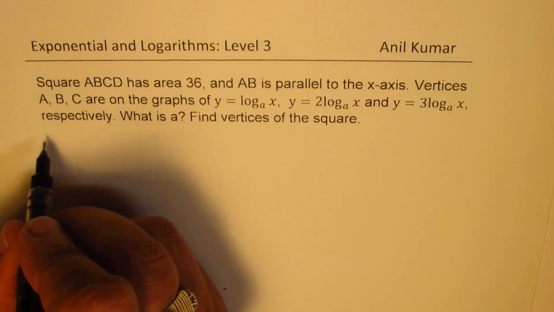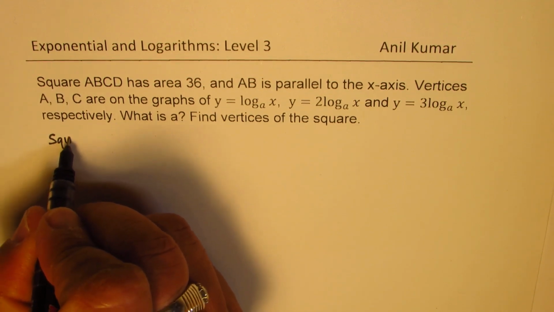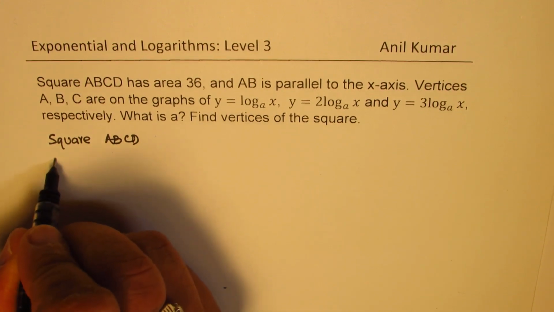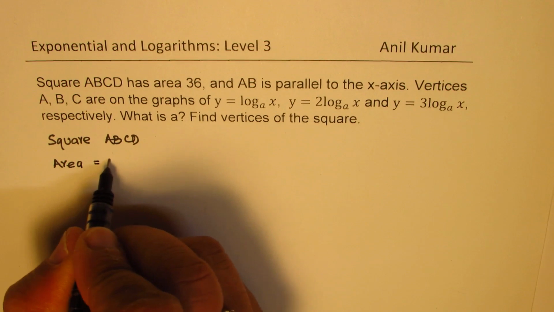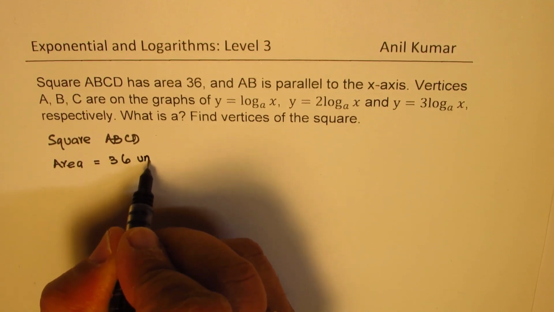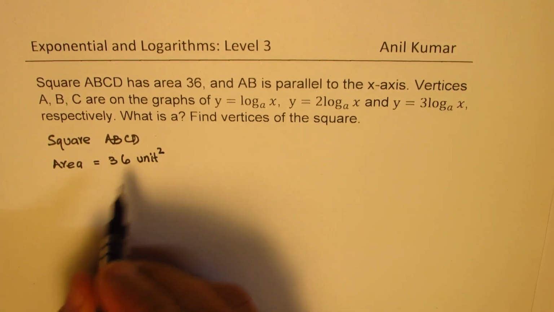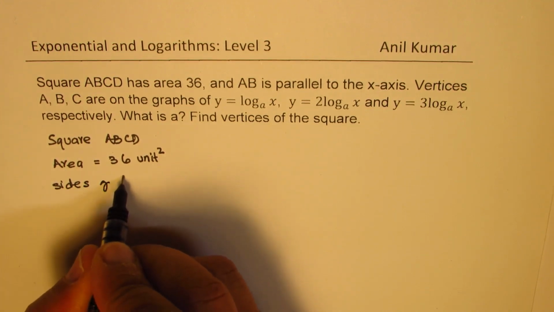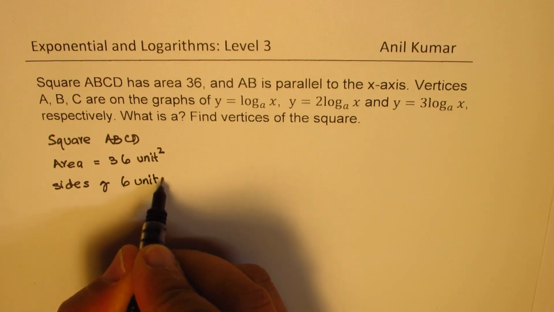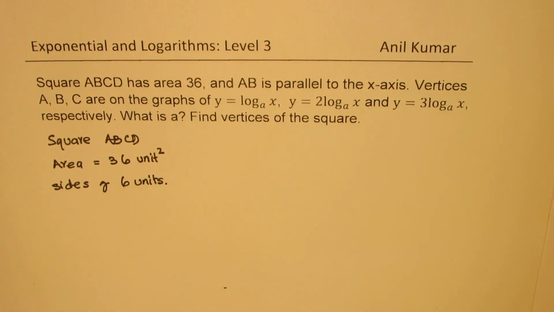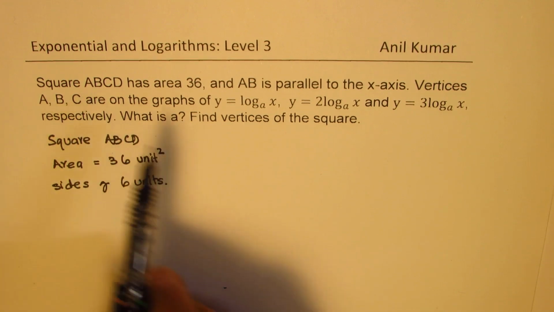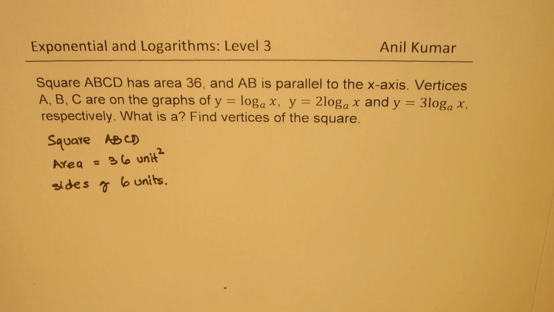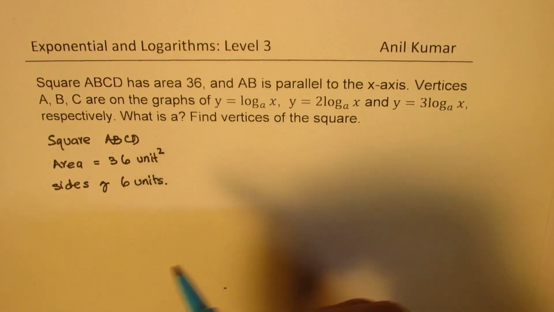We are given a square, so we know there is a square ABCD. Area of the square is 36 unit square, right? So that means each side length will be how much? So sides of 6 units, correct? Now we are also given that these points lie on the graph of these logarithmic functions. So let's try to analyze.